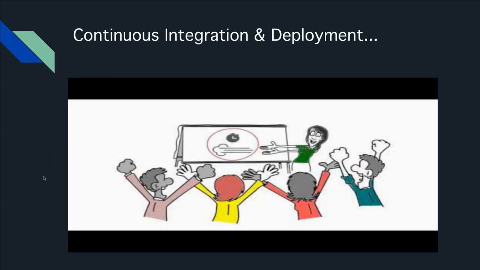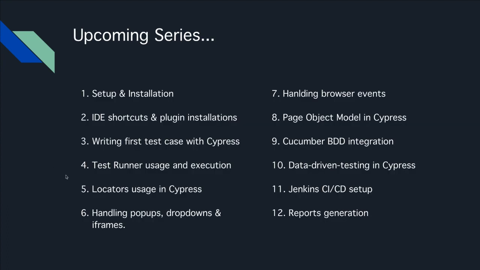And as I mentioned before, continuous integration and deployment. We can integrate with multiple tools such as Jenkins, TeamCity, Circle CI, and we can auto schedule the builds, and we can check the logs on the next day or whenever we want to execute the builds. And this is the introduction section of Cypress.